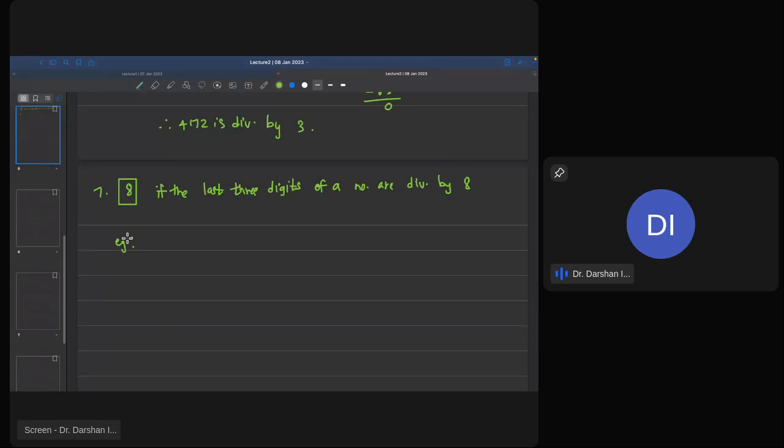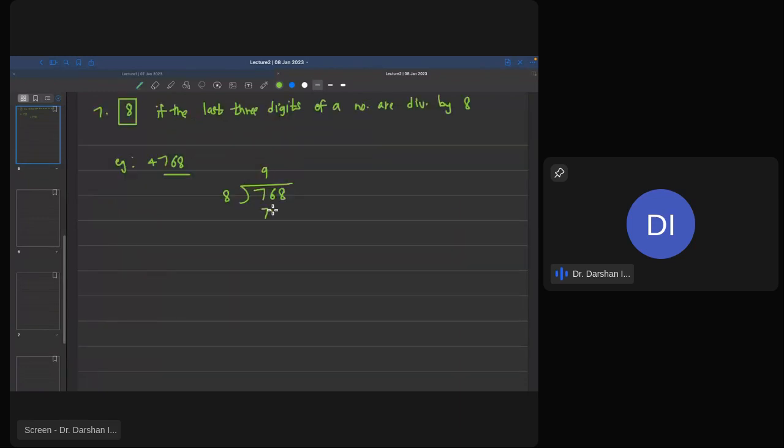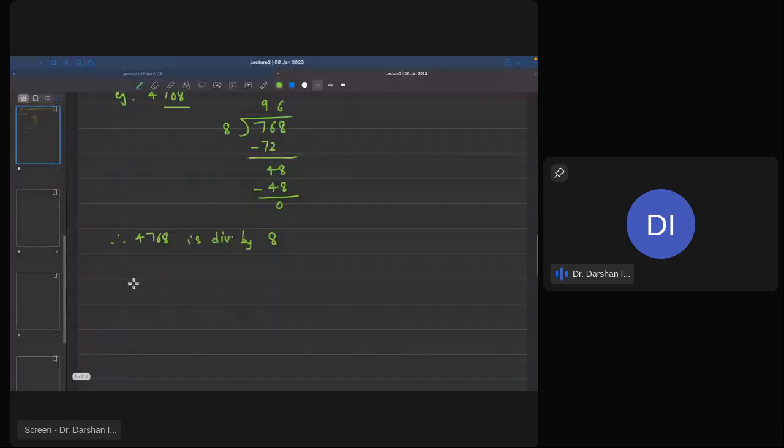So if I consider a number like 4768, these are the last 3 digits, 768. Check if it is divisible by 8. 8 8s are 64, 8 9s are 72, remainder is 48, 8 6s are 48, remainder is 0, and therefore 4768 is divisible by 8.